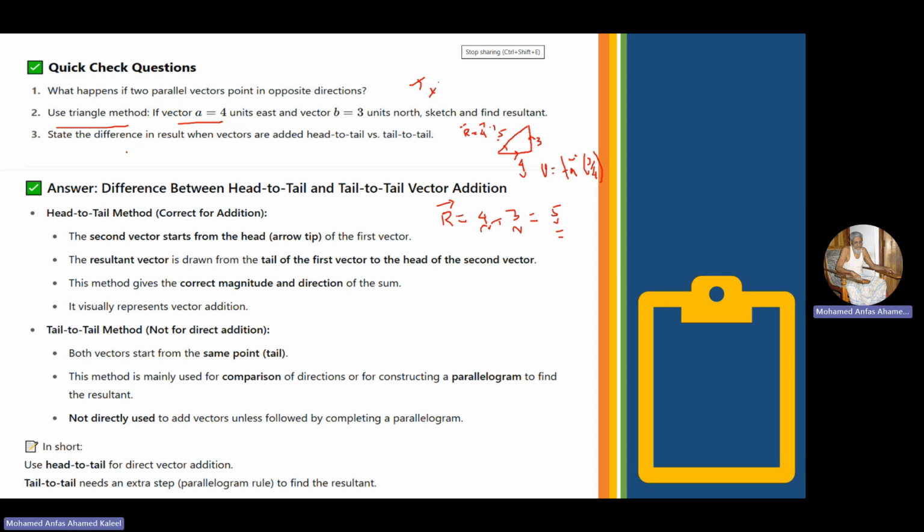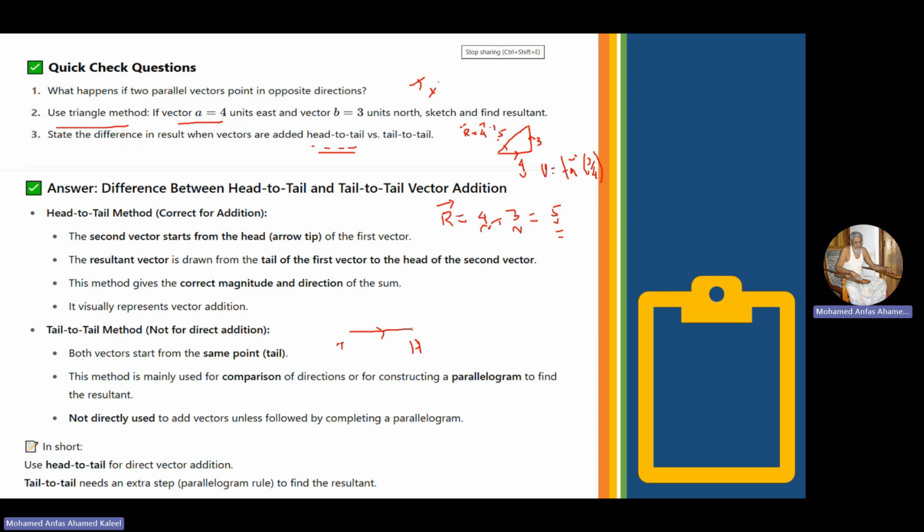State the difference in the result when vectors are added head to tail versus tail to tail. Head to tail is what we have seen, the vector triangle method. If you take a vector, this is the tail and this is the head. The arrowhead shows which end is the head.